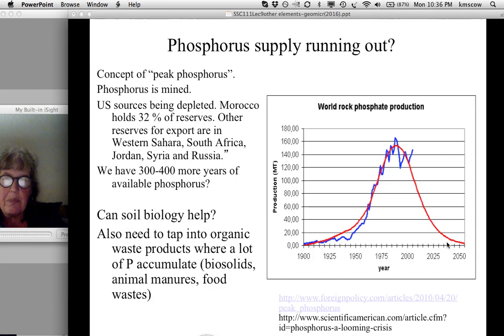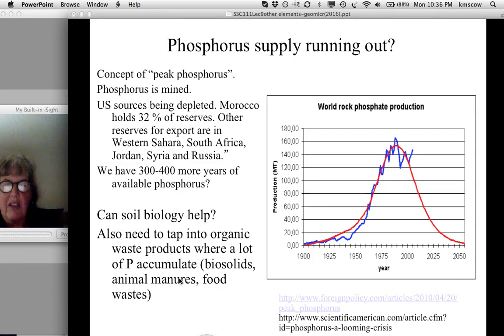Probably. It first relies on us humans to be able to take the resources that are now considered waste products where the phosphorus accumulates. Really good sources of organic phosphorus include animal manures, food wastes, and of course our own manure, human manure that's in the form of biosolids, which all could be really good sources of phosphorus fertilizer if there was a way that we could safely apply them.